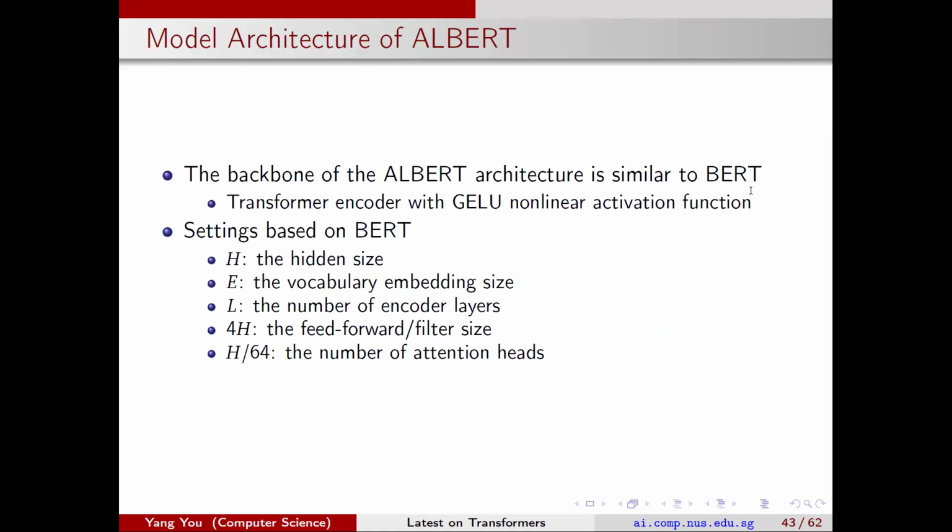So now let me introduce some notation we use in both ALBERT and BERT. Here, H is the hidden size, E is the vocabulary embedding size, L is the number of encoder layers, 4H is the feed-forward size, and H over 64 is the number of attention heads. That's the hyperparameter setting we use in BERT, and we also use it in ALBERT.